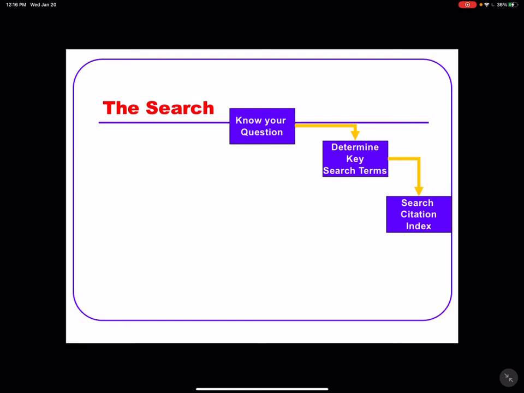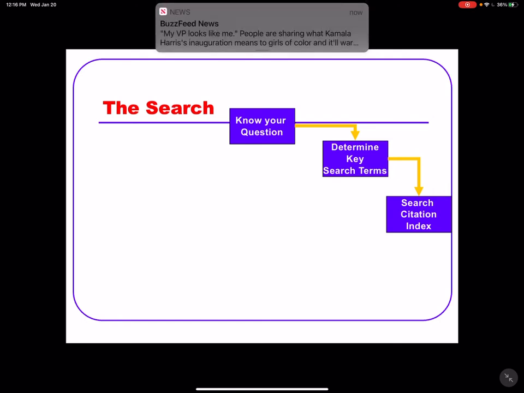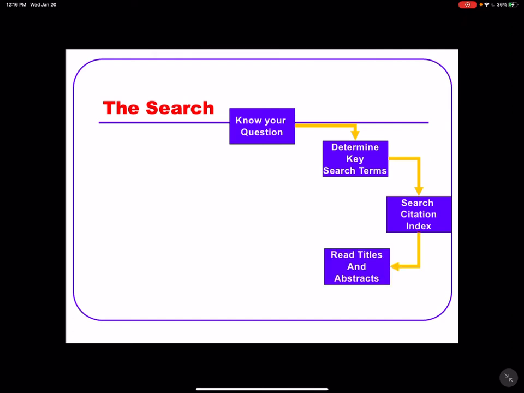So you're going to pick a citation index, and that's where you start looking at your search. Then you're going to read the titles and the abstracts. So really quickly, you're going to skim over the titles and the abstracts of the articles you found, and you might have to be a little bit ruthless here. You're going to delete the irrelevant articles.